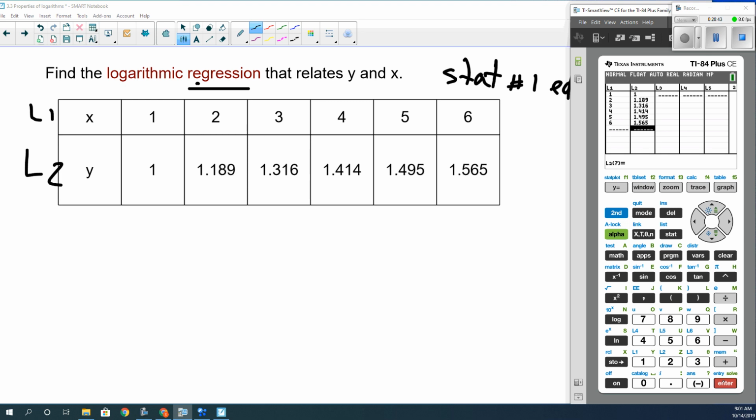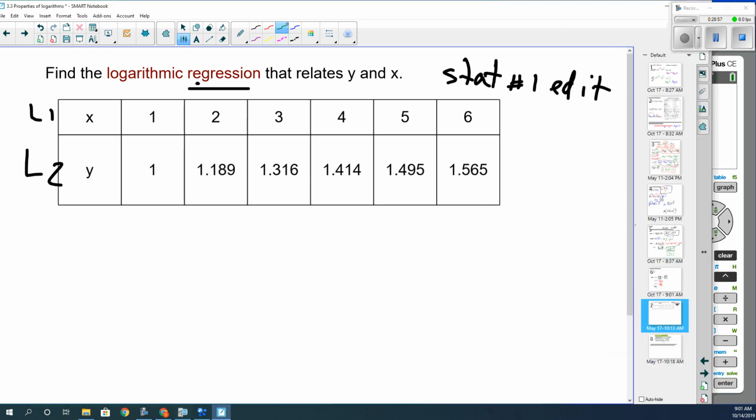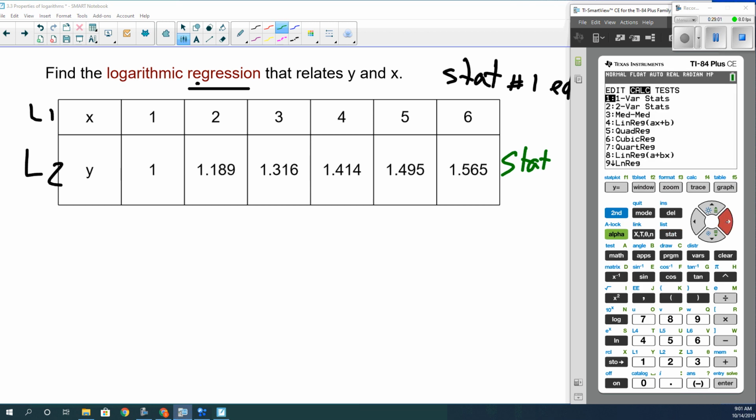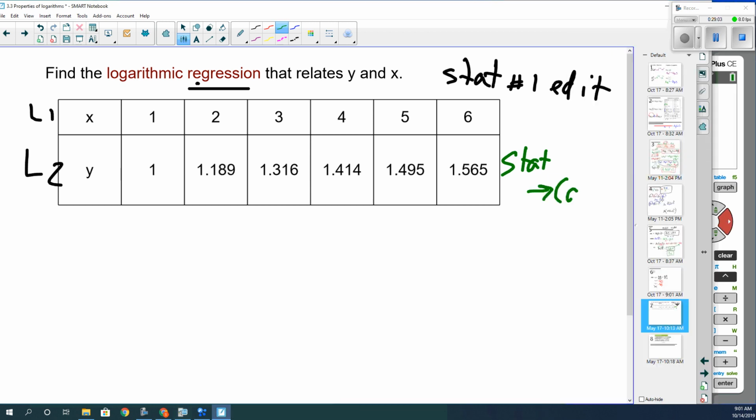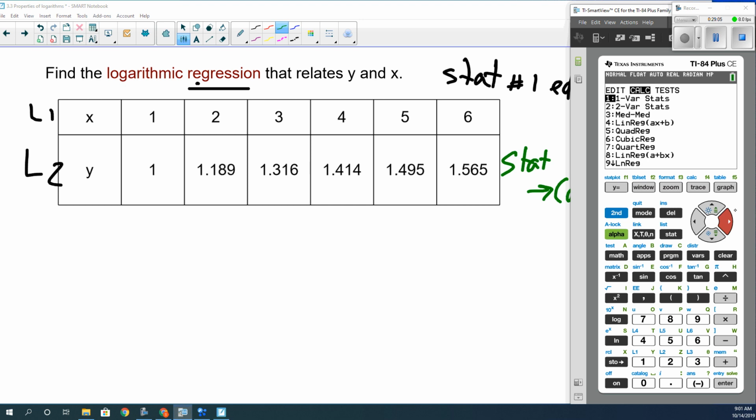Now this one, it was kind of lucky because the problem said find the regression, the logarithmic regression. So it told me the type of regression I needed. Okay, so I can immediately go to stat again. And now I arrow over to calculate. And then I just scroll down until I find the one that says a log regression.